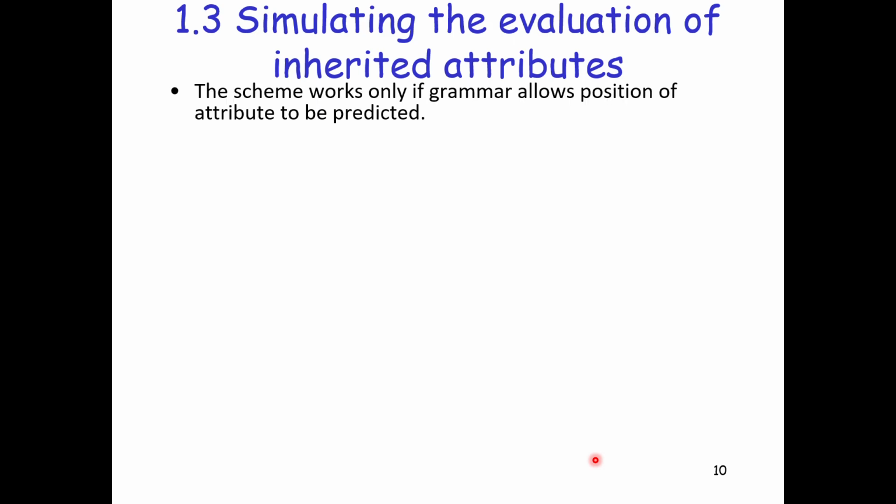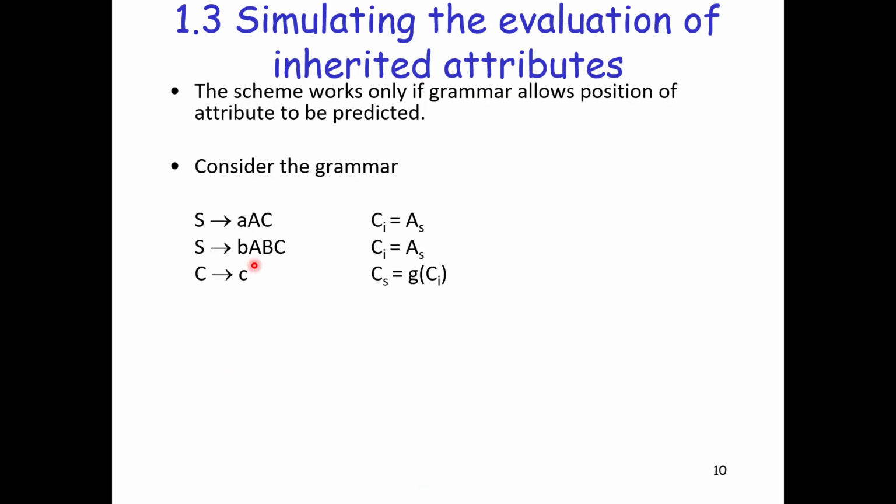Next subtopic is simulating the evaluation of inherited attribute. This scheme works only if grammar allows position of attribute to be predicted. That is the important point in this. Consider the grammar. S gives a A C, Ci equal to As, where I stands for inherited and S for synthesized attribute. S gives B A B C, Ci equal to As. C gives small c, Cs equal to g of Ci.